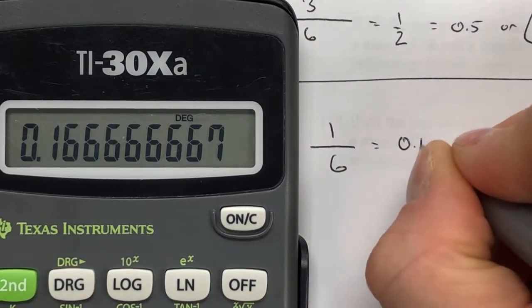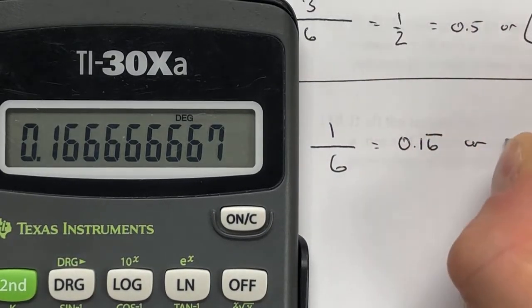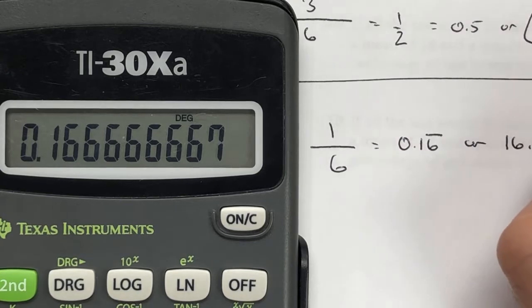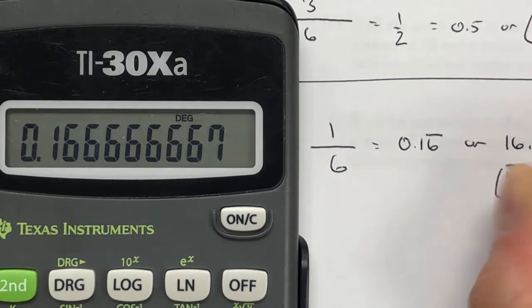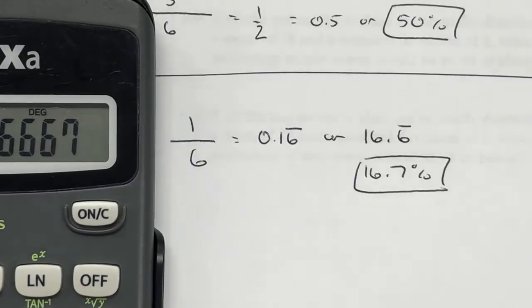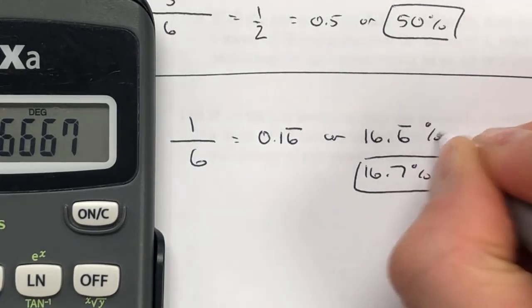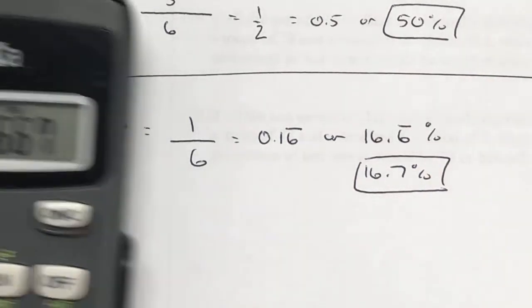which gives me 0.16 repeating, or 16.6 repeating, which is 16.7%, if we round to the same decimal we did earlier. 16.7%. Awesome.